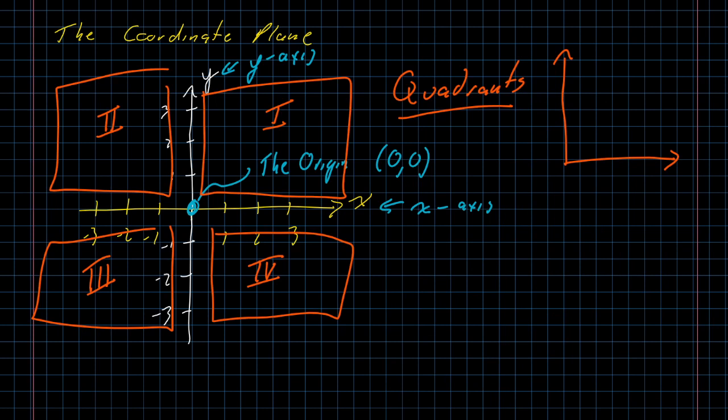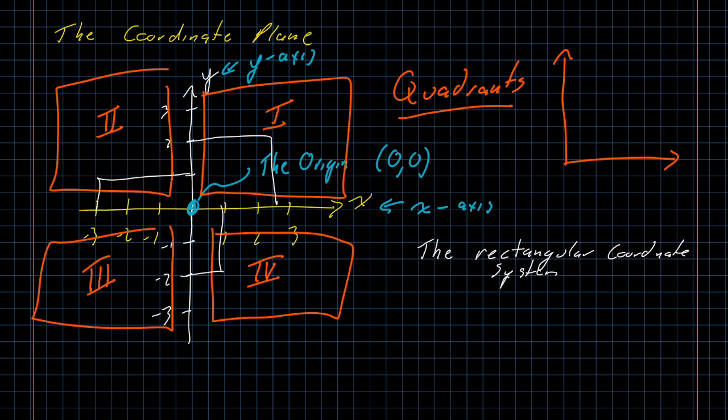All right. Before I move on too much further, I want to go ahead and name this. The coordinate plane that I've been describing here is more properly known as the rectangular coordinate system, because when you look at how the axes interact with each other, it's going to form a bunch of rectangles.